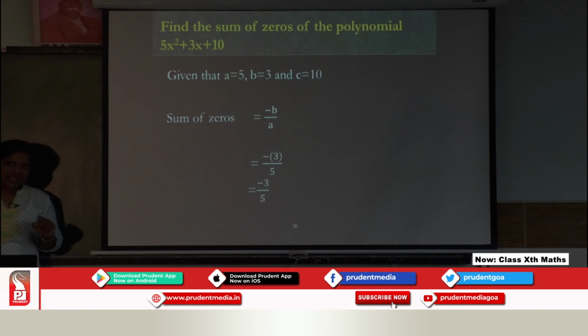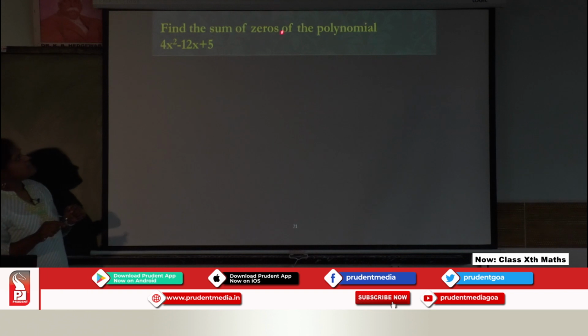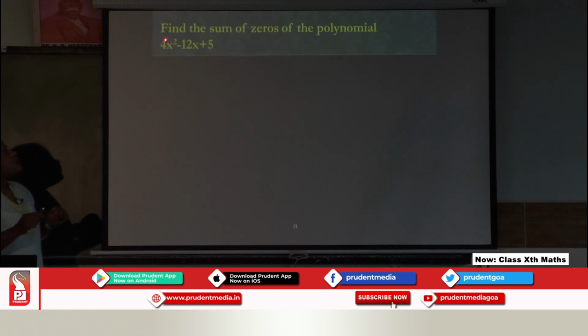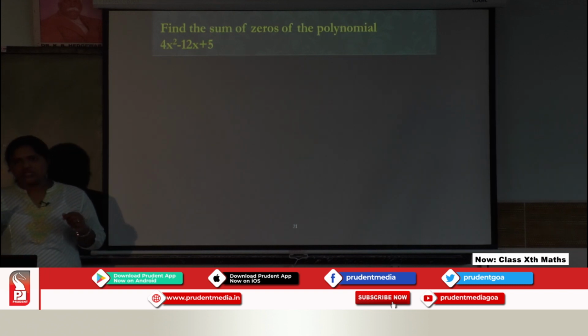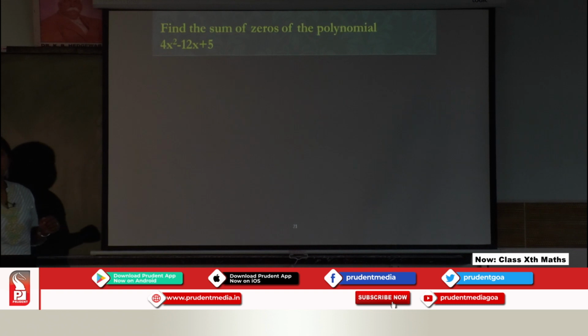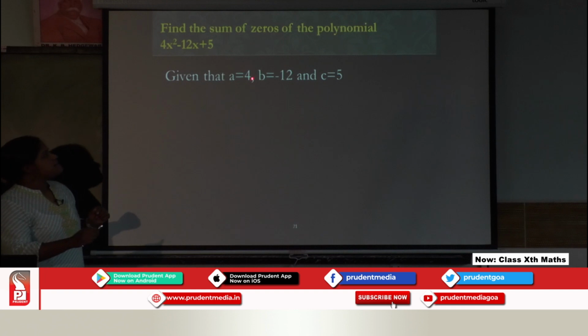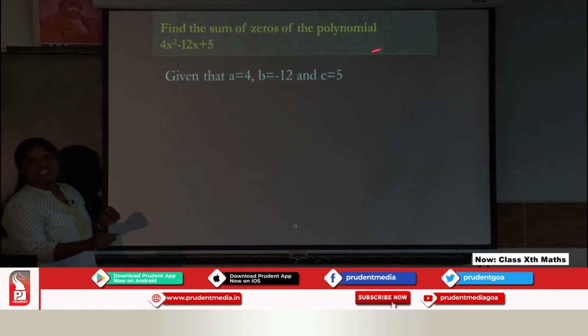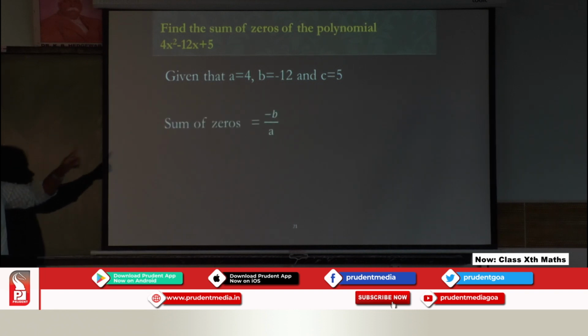Now I will show you another type of example where b is negative. Here is a sum. Find the sum of zeros of the polynomial 4x square minus 12x plus 5. Again, as I told you, the first step is to identify a, b and c. So a is equal to 4, b is equal to minus 12 and c is equal to 5. What is asked in the question? Sum of zeros. So I write the formula, that is negative b upon a.